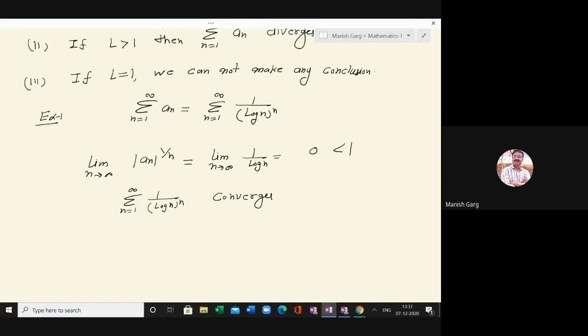Ayush, any doubt? Ayush Anil Patil, is it clear? Okay. So now let us see one more example.